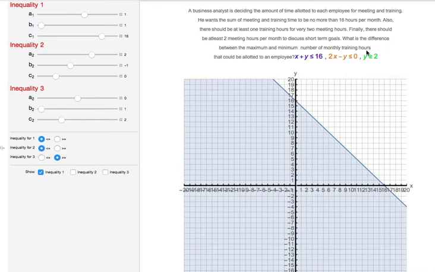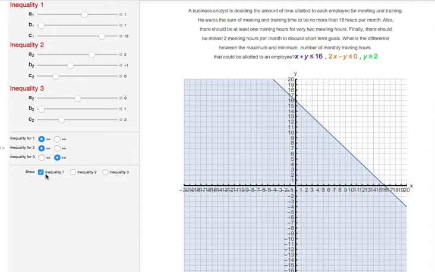So these are the three inequalities. How do we solve them and find the value of training hours, that is x? What is the difference between the maximum and minimum number of monthly training hours, where x is training hours? So we want to find the minimum value of x and maximum value of x satisfying these three inequalities. It's very easy to solve this problem if you plot these three inequalities in the graph.